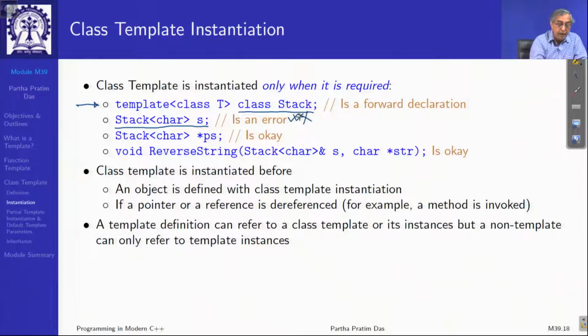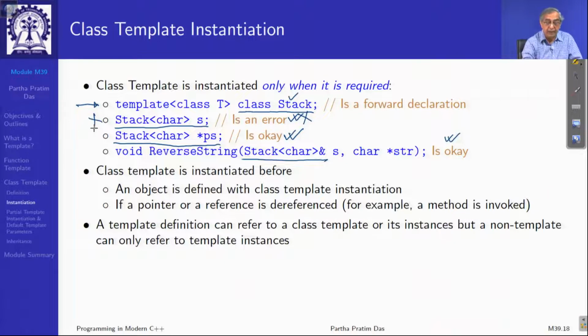This is not permitted. But if I want to define a pointer to it, it is quite okay, because to set a pointer, I do not need to actually know the internals of the class. All that I am saying is that the pointer will point to a stack of type character, right. So, that is the difference. With the forward declaration, it is okay to write that. With the forward declaration, I can create a reference, it is okay to do that, but I cannot create an instantiation.